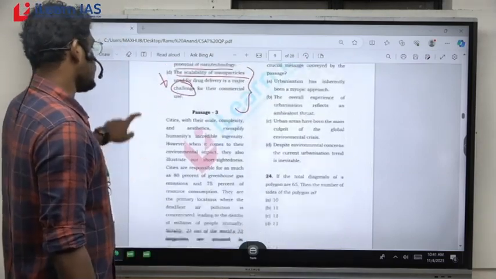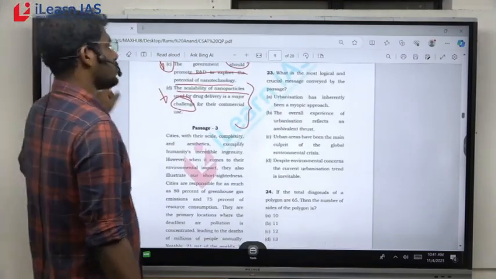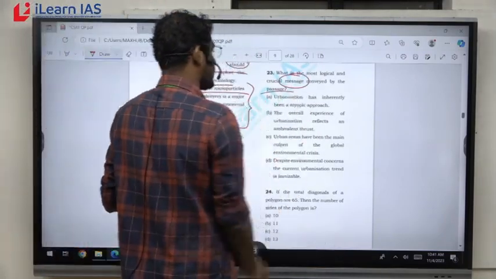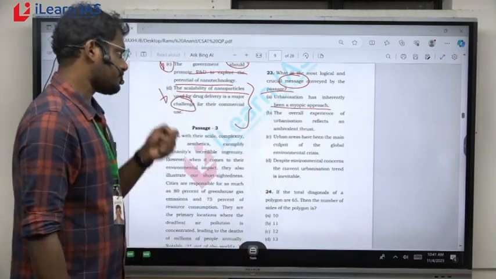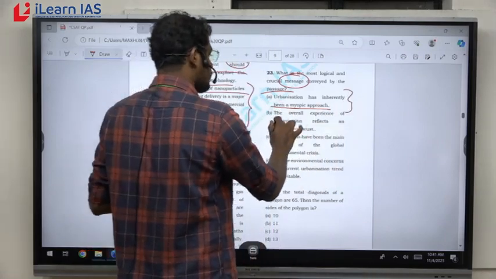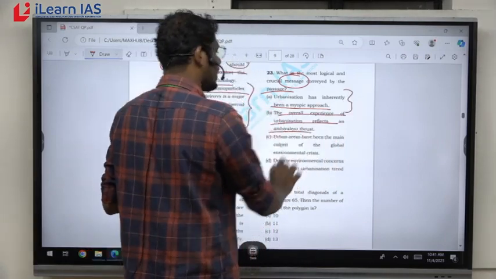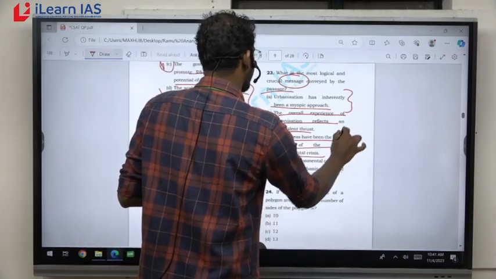Moving to next question, question number 23. The question is, what is the most logical and crucial message conveyed by the passage? Option A: Urbanization has inherently been a myopic approach. This is an extreme statement. Option B: The overall experience of urbanization reflects an ambivalent thrust. Option C: Urban areas have been the main culprit of global environmental crisis.